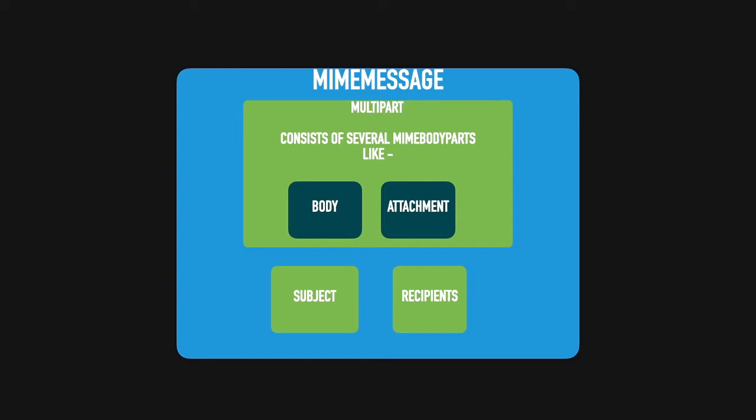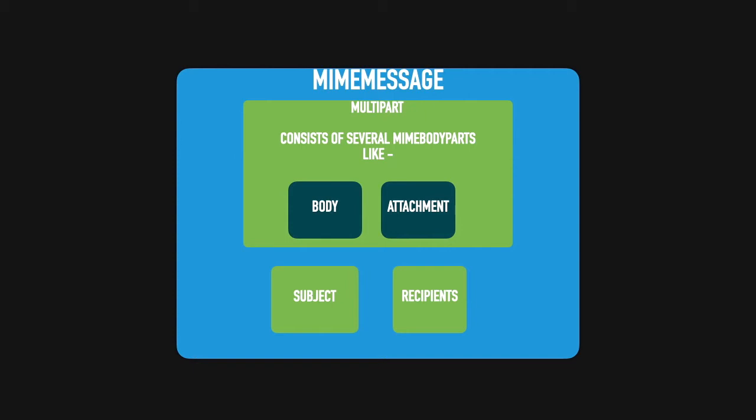You can see here I have two small boxes, body and attachment, inside the bigger light green box. The bigger light green box I have marked as multipart. So your multipart is also an object, and inside this multipart object, I have included a few smaller objects, that is, the body and attachment of the email. So basically, the multipart object, subject and recipients, all three things will be added to your MIME message. And in this multipart object, you can add the body and attachment of your email.